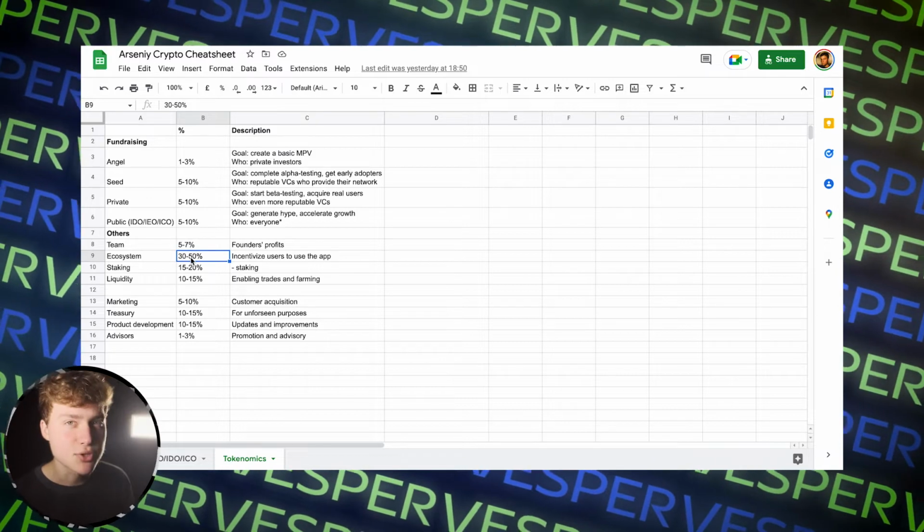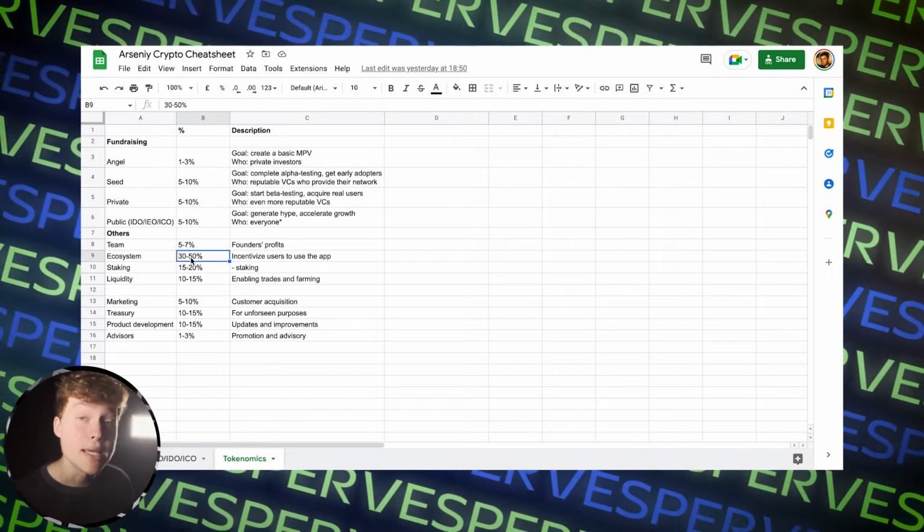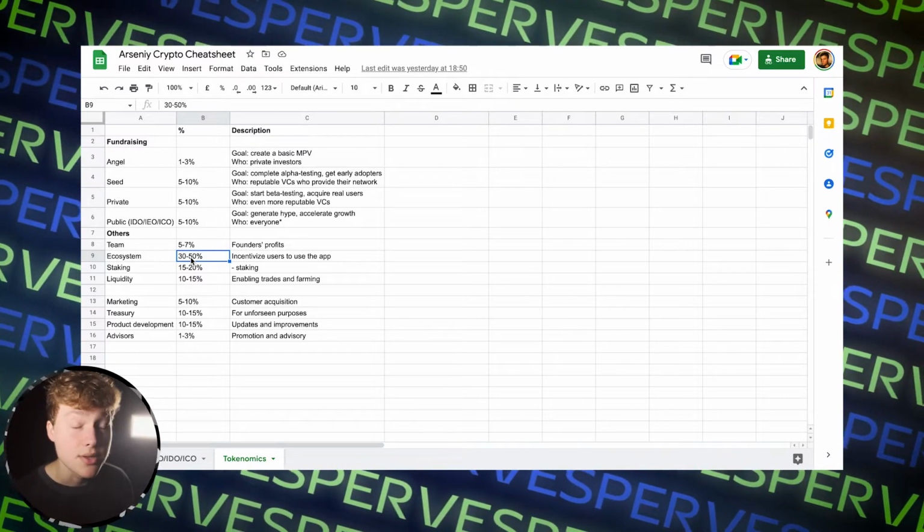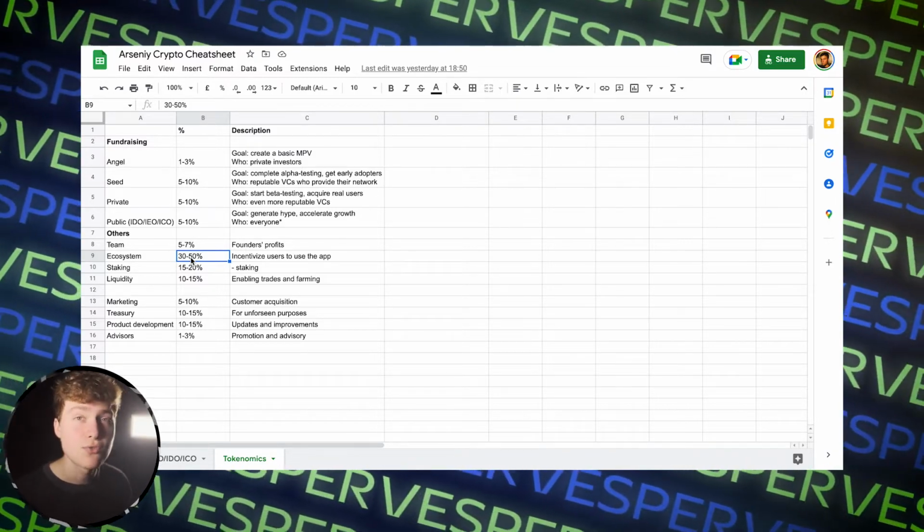Now, usually the biggest percentage of tokens goes to the ecosystem. So in the case of StepN, these are the tokens that they give to users for working.